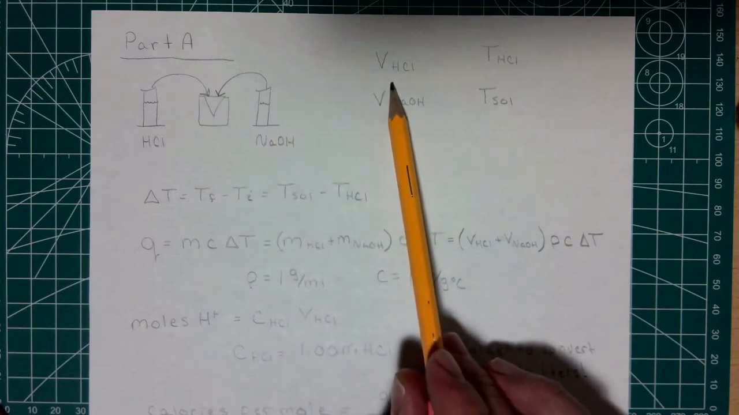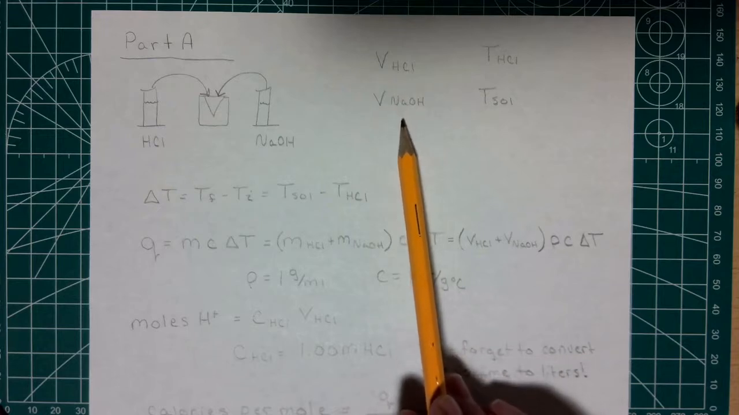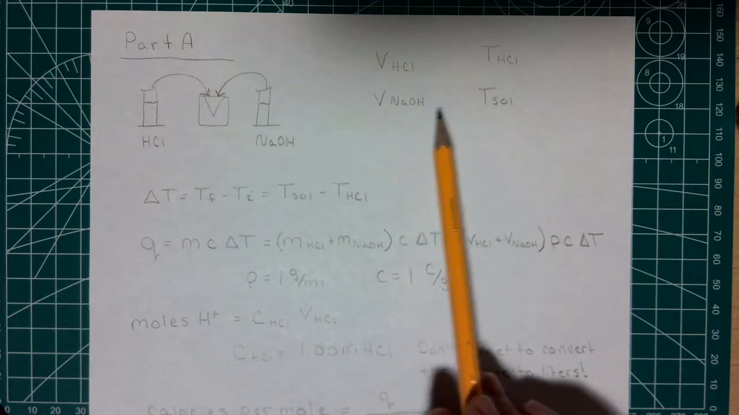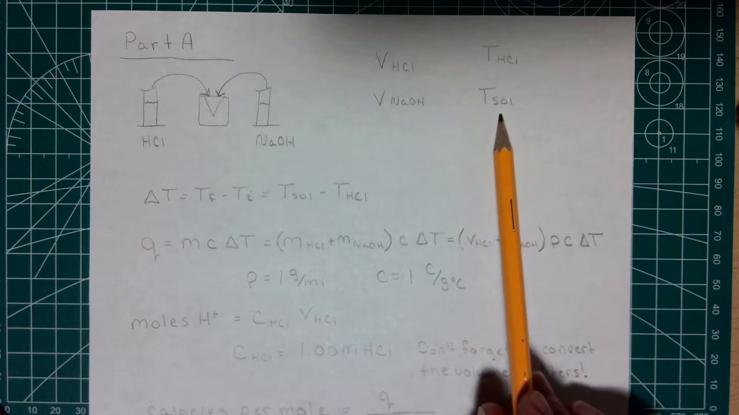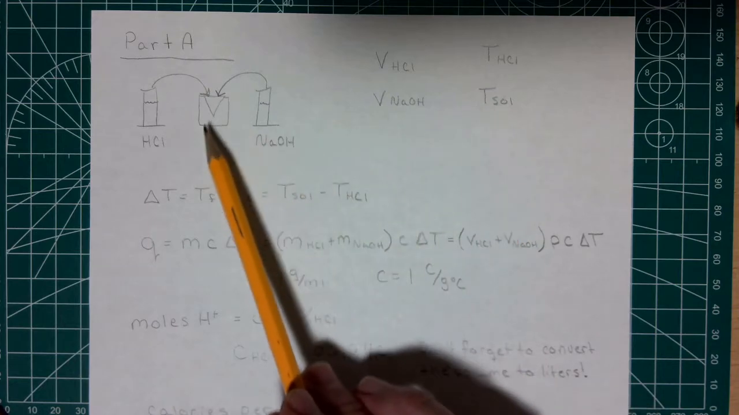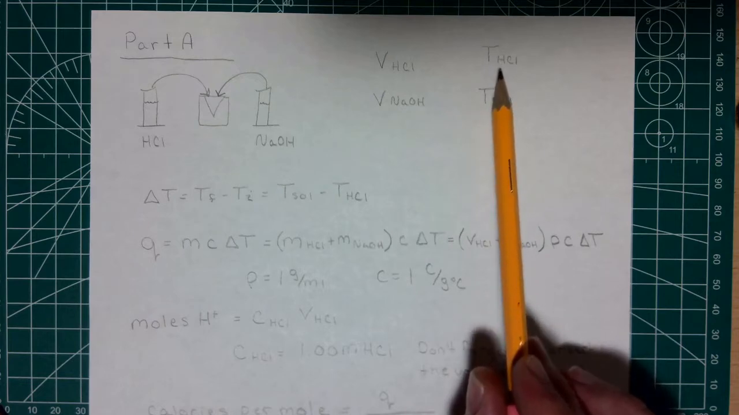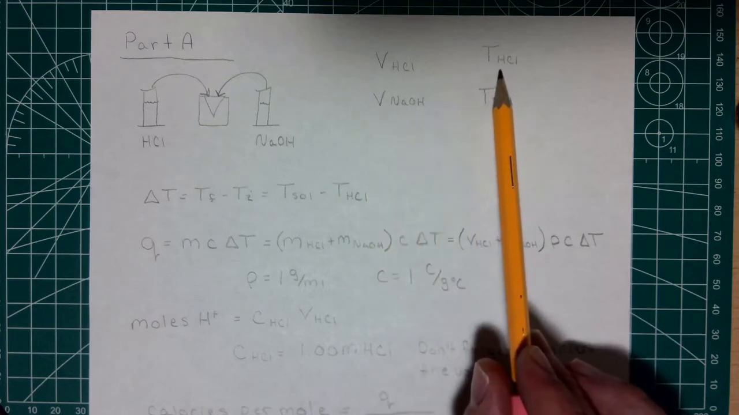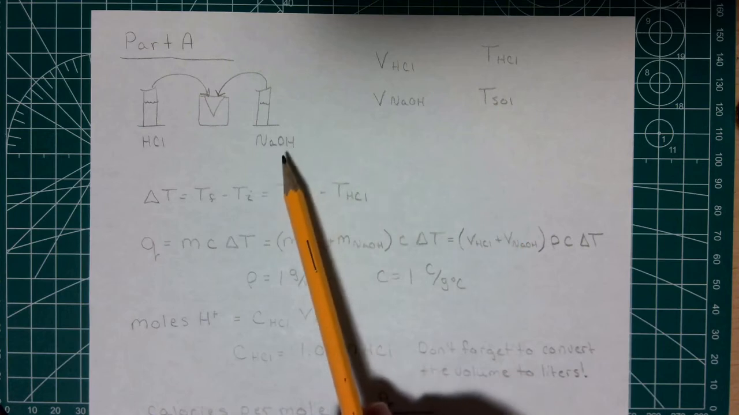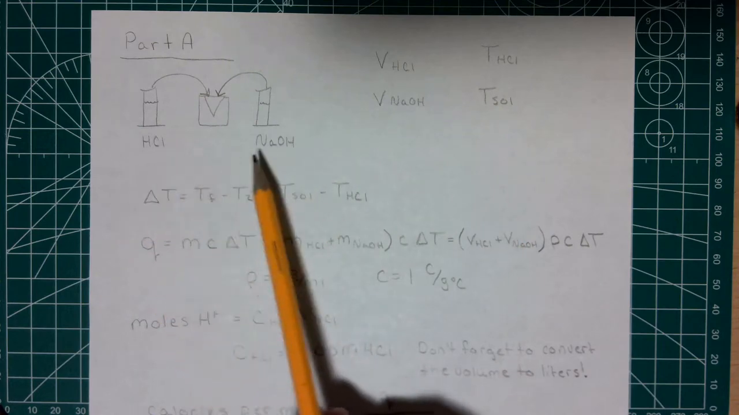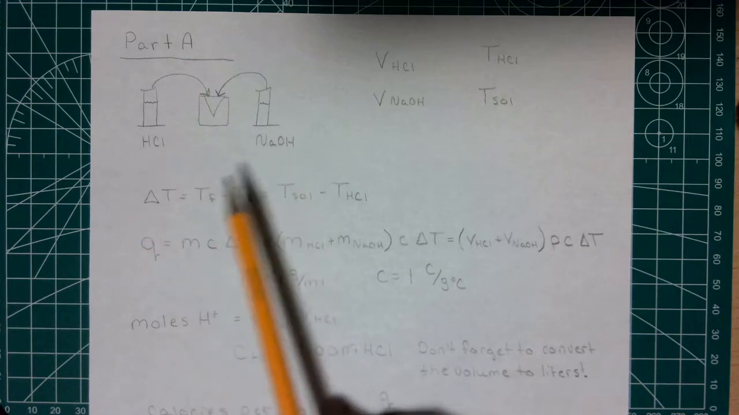We're given in our data the volume of the hydrochloric acid, the volume of the sodium hydroxide, the temperature of the final solution when it's all mixed together in there, and the initial temperature of the HCl. We're going to make the assumption that the initial temperature of the HCl is also the same as the initial temperature of the sodium hydroxide. It's pretty reasonable. If they were next to each other in the lab, you could assume that.